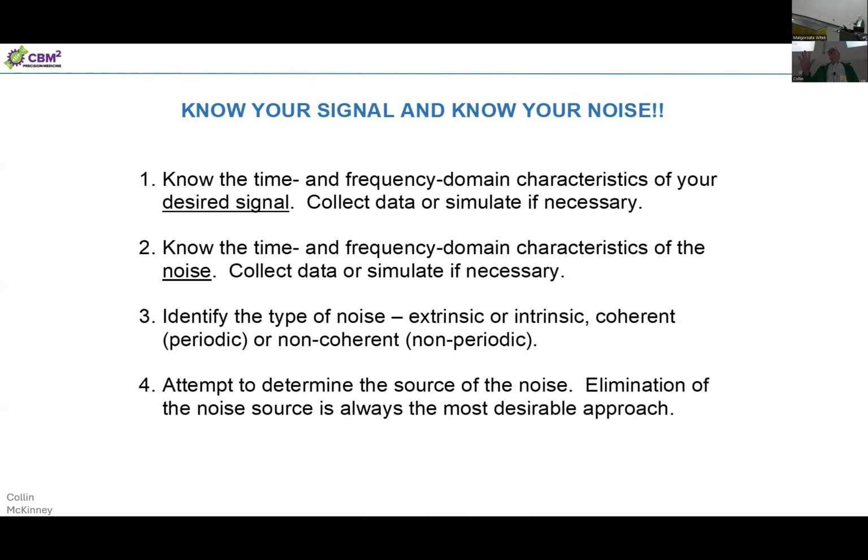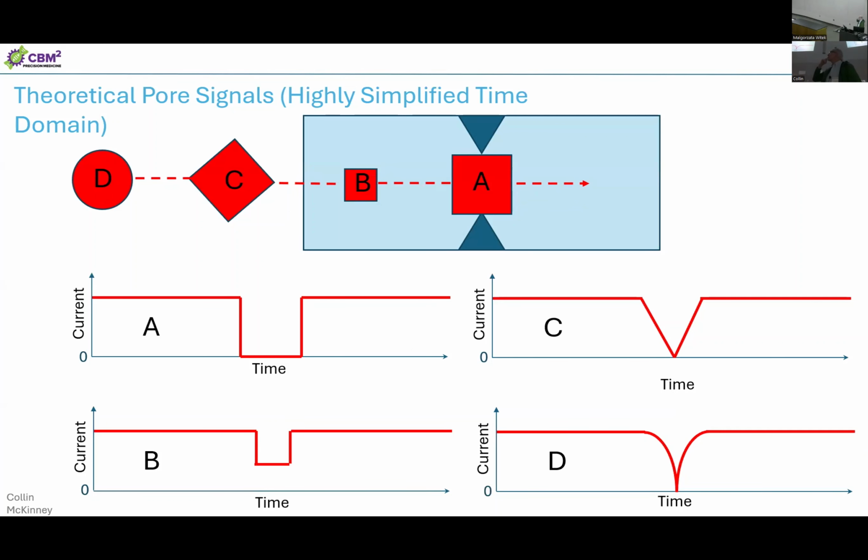So let's talk about knowing your signals. I have a little cartoon here of particles passing through a nanopore, right? If we have a cubic or a square particle passing through, what's the signal going to look like? Well, it's going to look like a square wave. It's going to have these kind of square corners. This is a cartoon, right? So in reality, there are some issues about rounded corners and things like that. But you get the idea here, right?